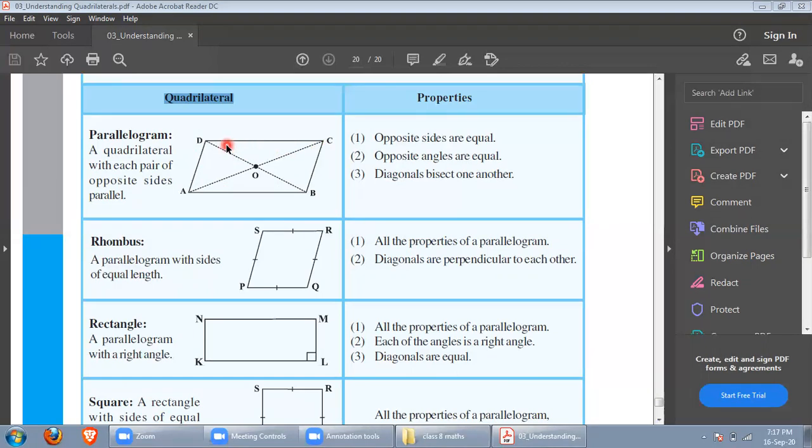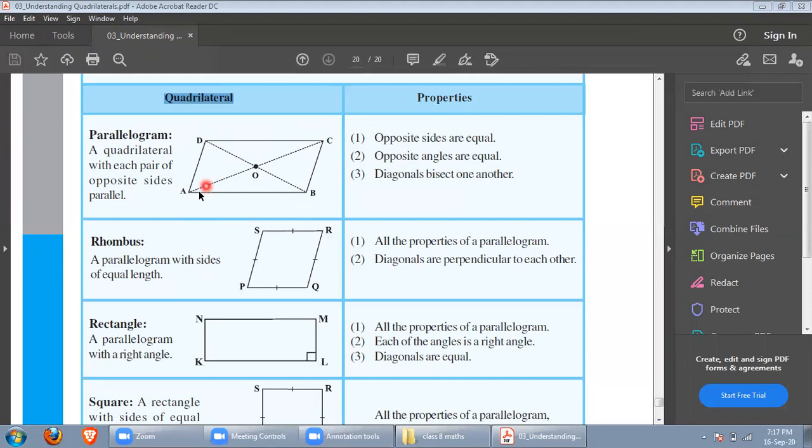Okay, so opposite sides are parallel, and at the same time, the opposite sides are of equal length. That means AB equals CD and DA equals BC. And the diagonals bisect each other. That means it has two diagonals because it is a quadrilateral.